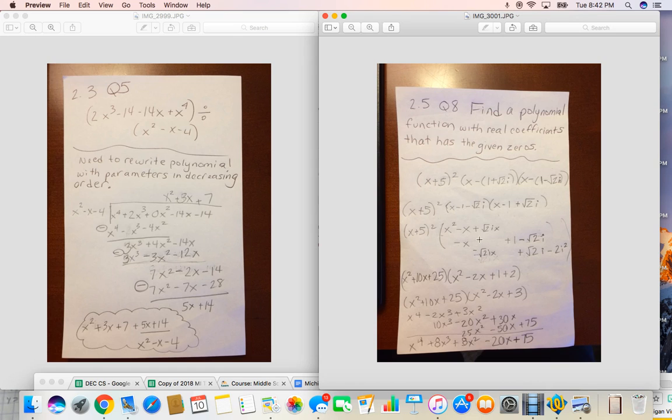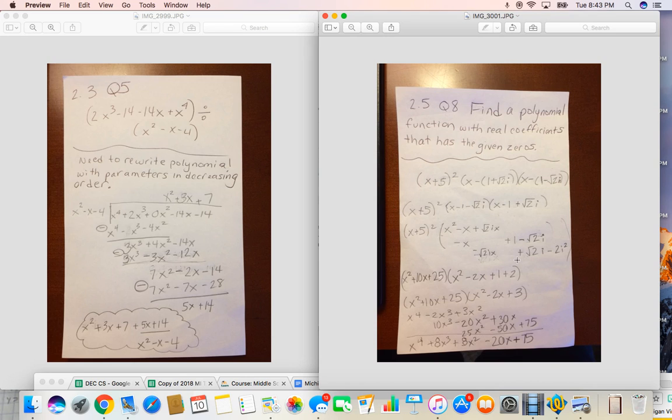So -1 times x gives me -x. -1 times -1 gives me a +1. -1 times this gives me minus square root of 2i. Now I'm going to take this and multiply it by each term. This times this gives me a minus square root of 2i x. This times this gives me a positive square root of 2i. This times this. Now there's a lot going on here. So a square root times a square root gives me the number 2. Notice it's a minus, and then i times i is i squared.